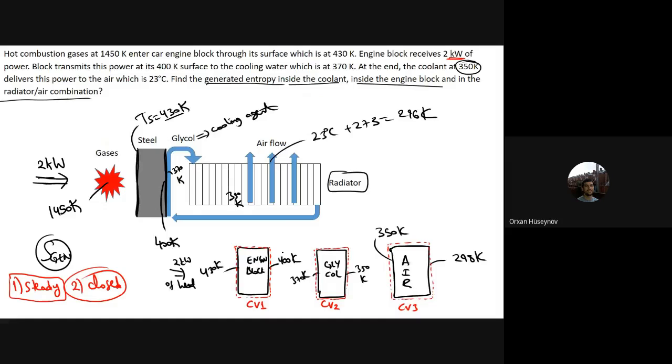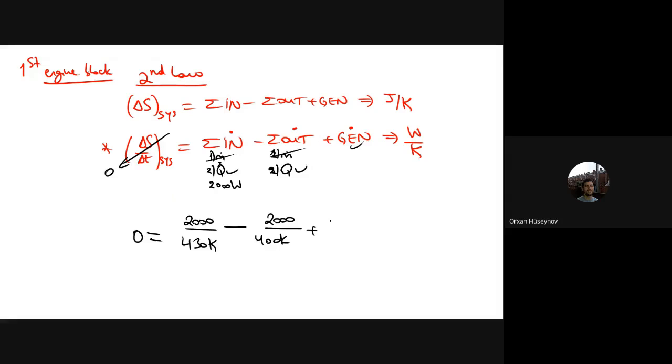Because it is a steady system, steady means that this Q dot is the same. Here also it is the same Q dot, 2 kilowatts. Here it is also 2 kilowatts, and here it is also 2 kilowatts. It is a steady system. It is very similar to electric current: you have the same amount of current, and here you have the same amount of heat flow, plus the generation part.